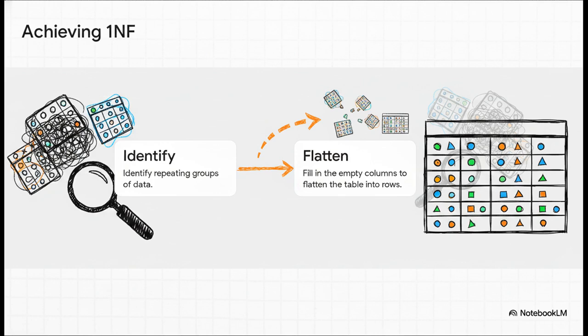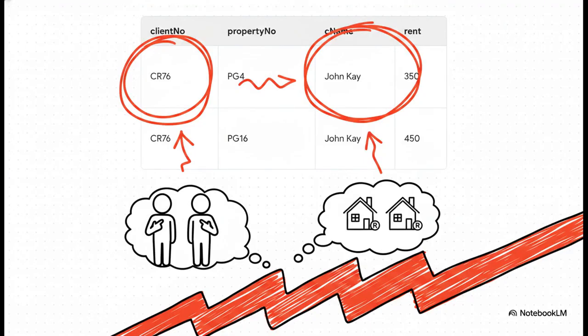We're just making sure that at the intersection of every single row and column, there is one and only one value. When we apply those steps to a messy data set, we get a first normal form table. We fix the repeating groups. Every row and column intersection now has a single atomic value.